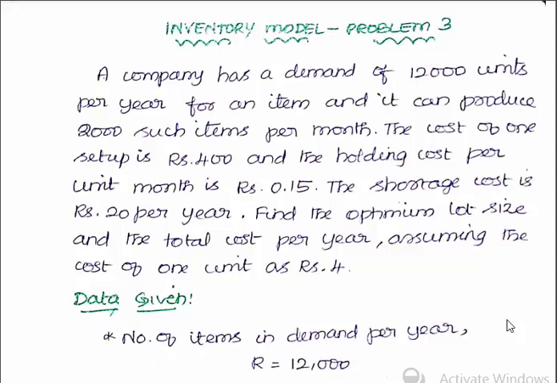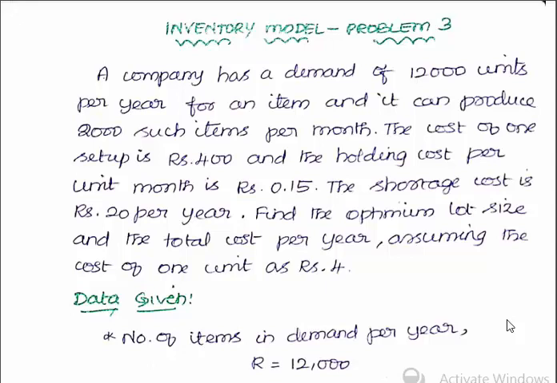So here shortage cost has been mentioned in the problem and production rate has been mentioned in the problem. So this problem comes under the manufacturing model with shortages allowed. That is the fourth type of inventory model. So before starting the problem, we have to convert all the data per year.